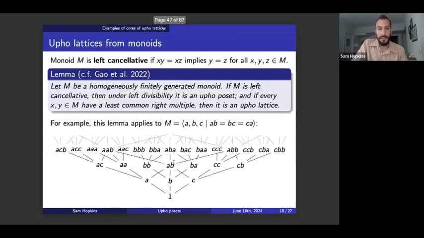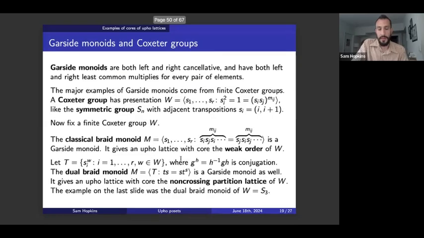I might skip over this example just because of time considerations, but there's another way of constructing Upho lattices which involves monoids. So if you like monoids, then you can also study Upho lattices from that perspective. And let me just say that using some known facts about monoids and some Coxeter group theory, we can show that, for example, the weak order and the non-crossing partition lattice of any finite Coxeter group are also cores of certain upper homogeneous lattices.